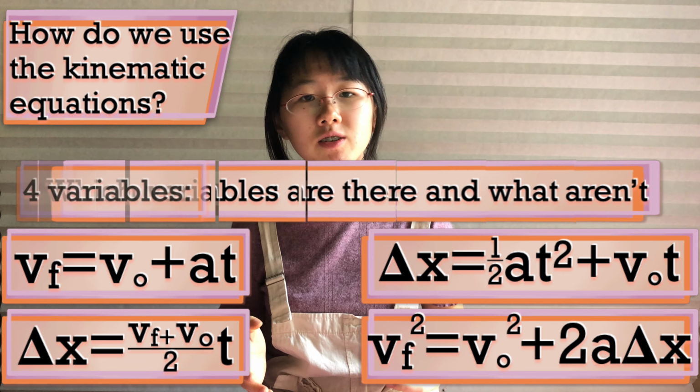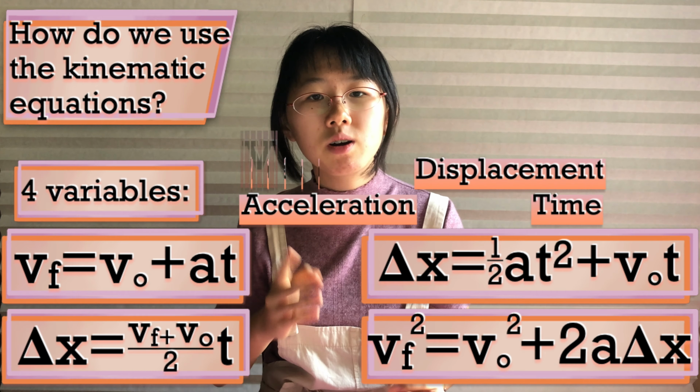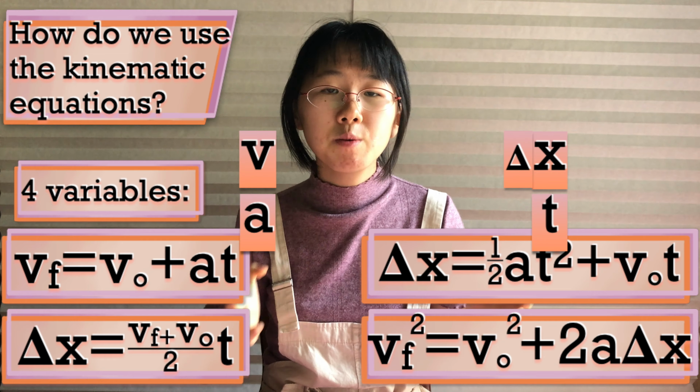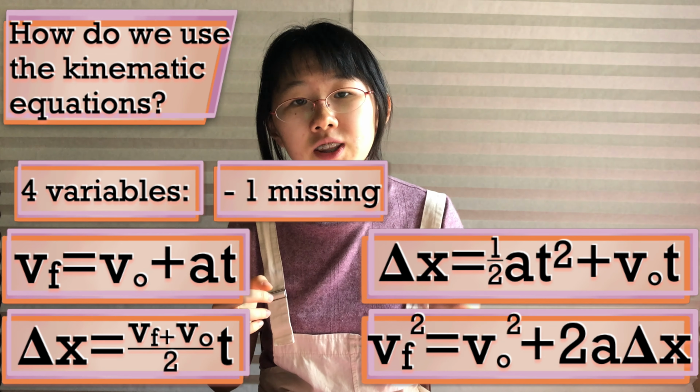The four variables that are involved in the kinematic equations are velocity, acceleration, time, and displacement, or v, a, t, and x for delta x, which is displacement. So when we look at each of our kinematic equations, they're always going to have one of the variables missing, leaving them with three each.